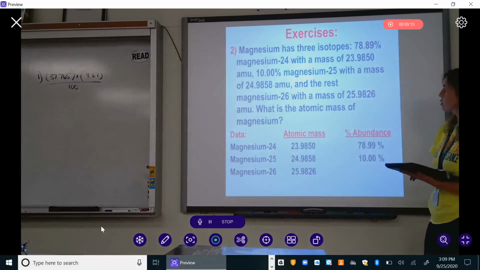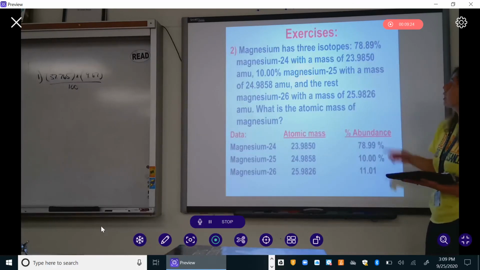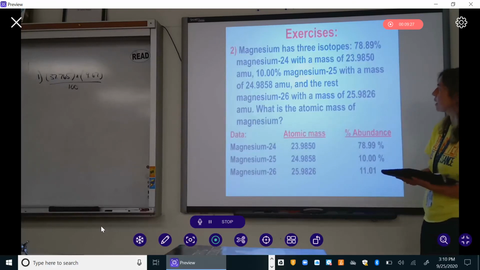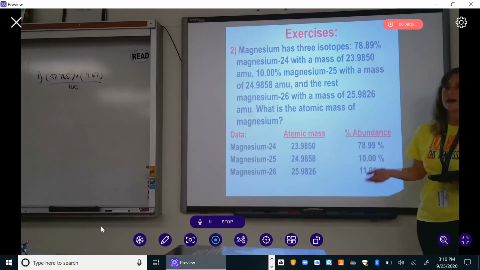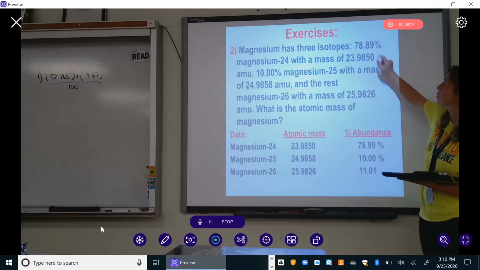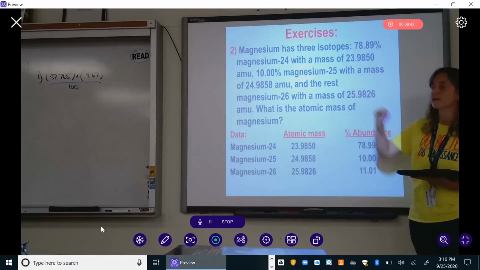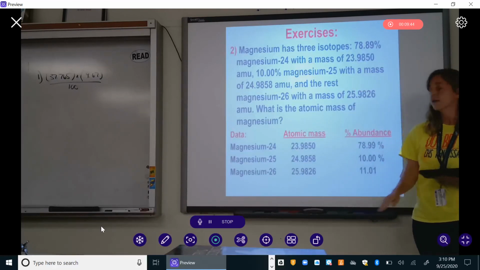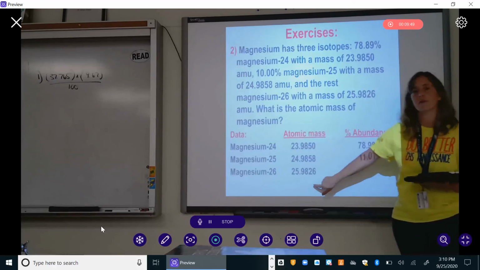All right, let's try one more, okay? So magnesium has three isotopes. 78.89% is magnesium 24, okay? 10% is magnesium 25. And then what is that left with? That's 11.01%. Once again, how did you figure out that 11.01%? Well, I took 100 and I subtracted 78.89%, and then I also subtracted 10% off. And that left me with 11.01%. That's how I figured out the percentage for the third isotope, okay?